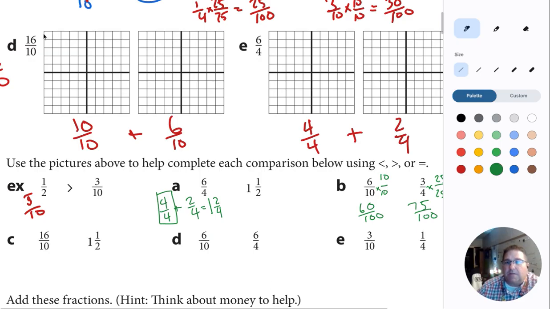16/10. Well, look at D. When you're done with that, see what you get up here for letter D. Is that going to be more, less, or the same as 1 1/2? Kind of go from there.